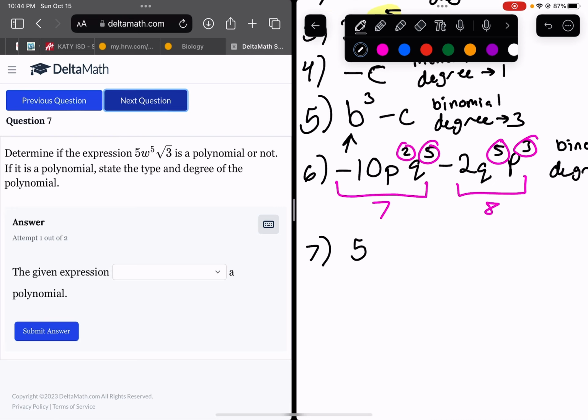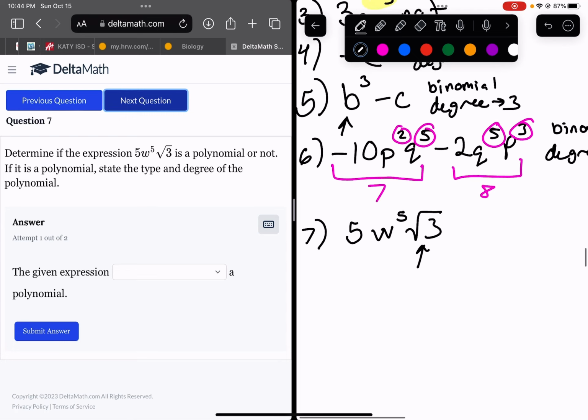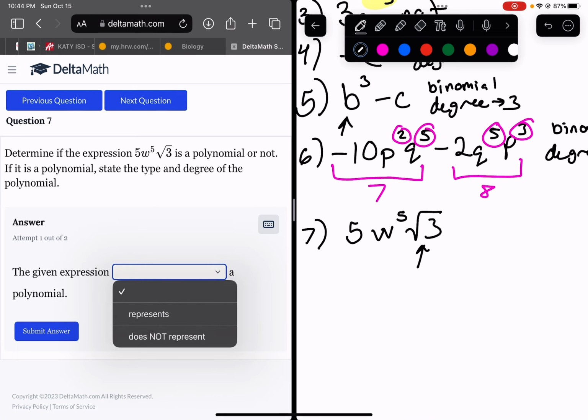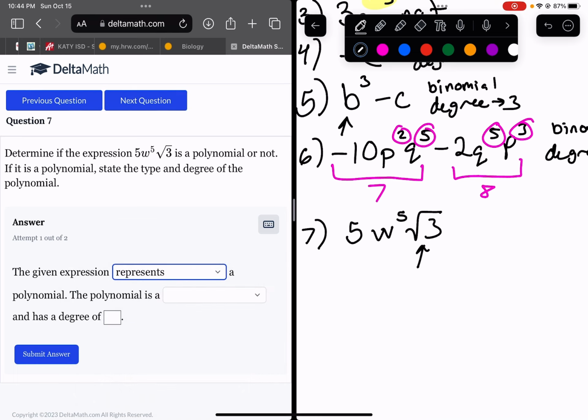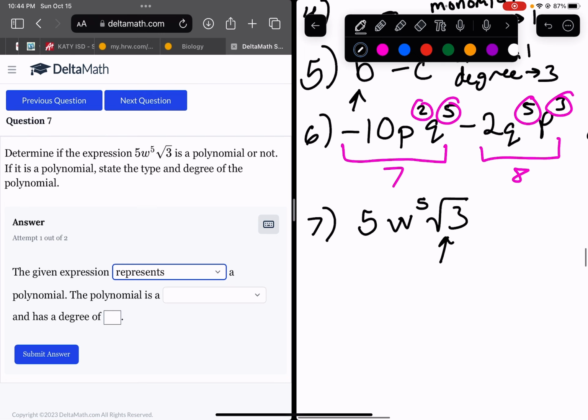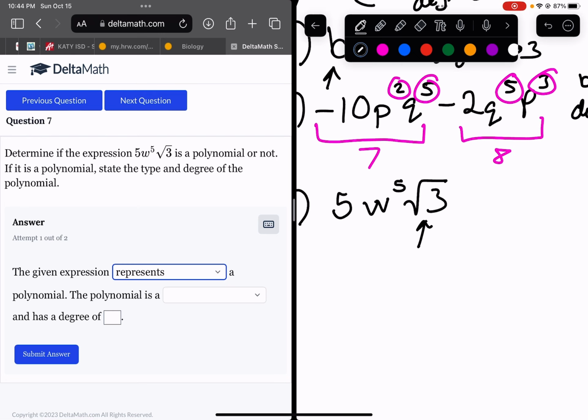So this one. This one looks suspicious, right? However, even though we have a radical, we don't have a variable inside of the radical. So this guy is a polynomial. All right. Now there's only one term here. We're not adding and subtracting more than one thing. So this is considered a monomial.